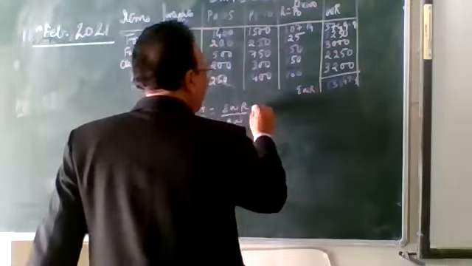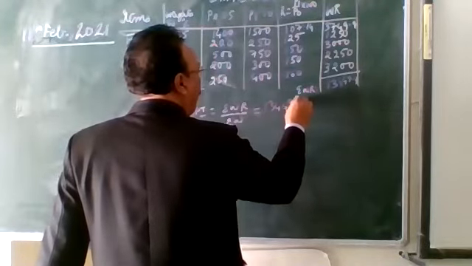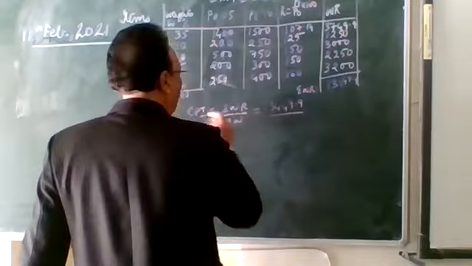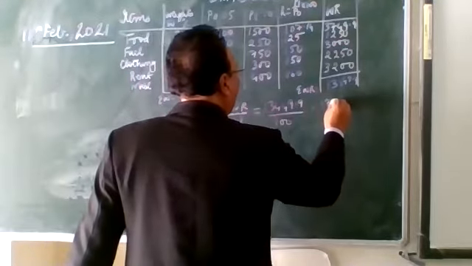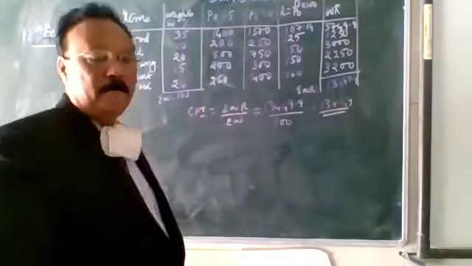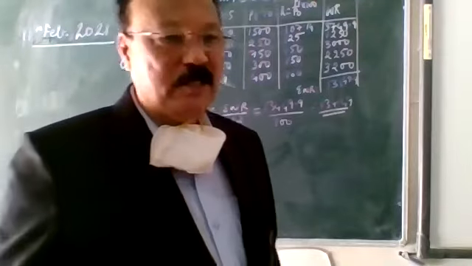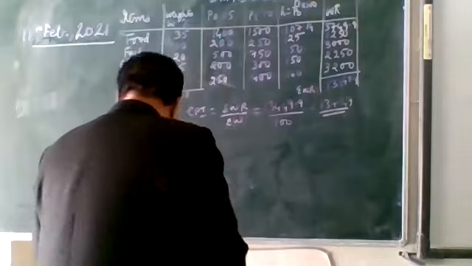So using these values, substitute them here. 13449.9 upon 100. That will be two places of decimal. 134.49 is your answer. This is by the family budget method.